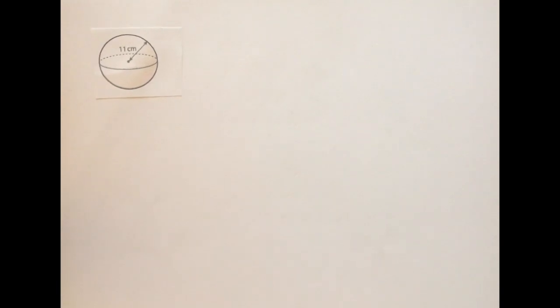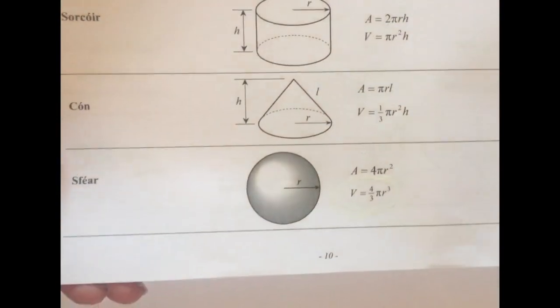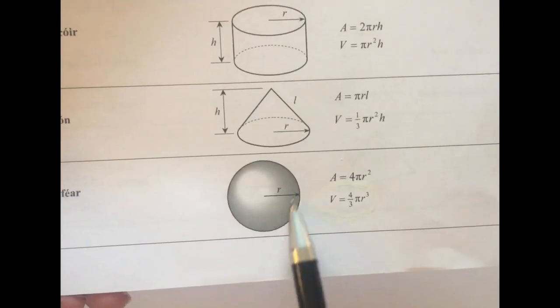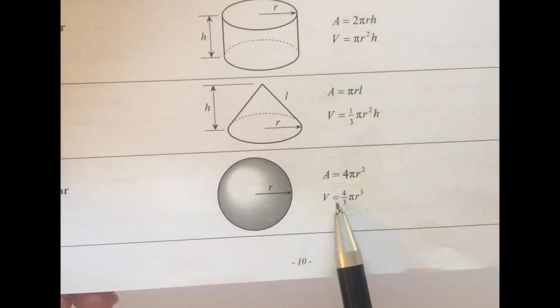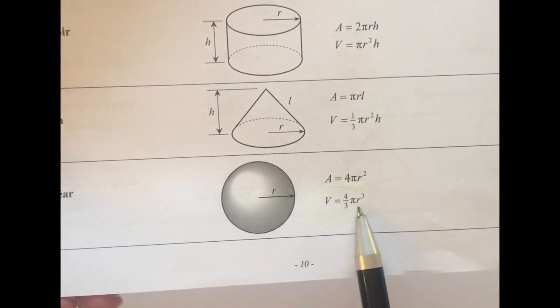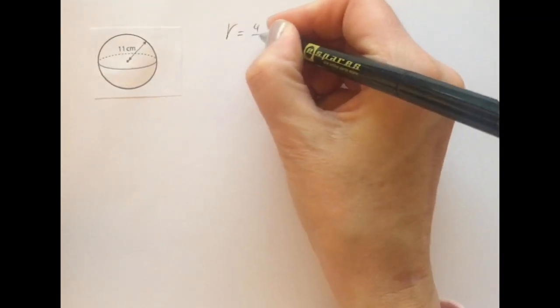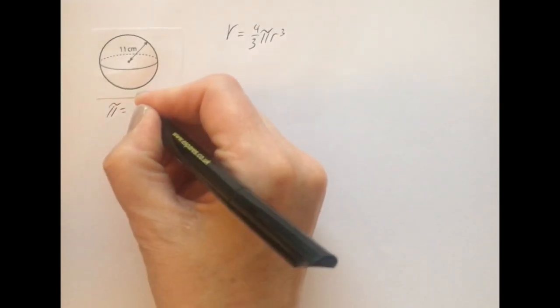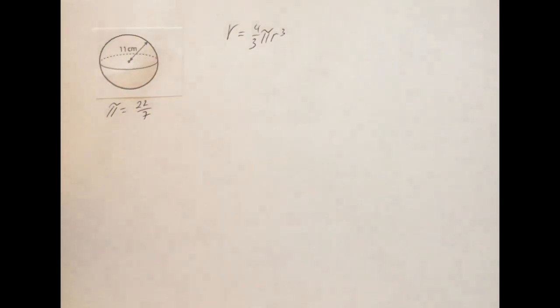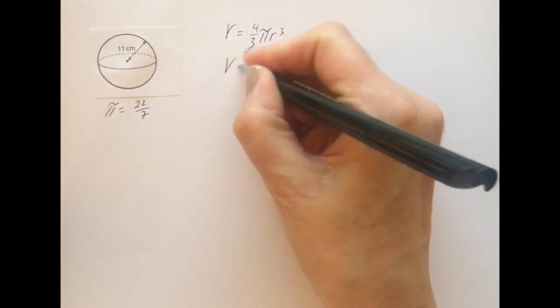Okay, so this time we're going to look at a sphere, and again we're going to look for the volume of this sphere. So we're going to go to our log tables again on page 10, and here's the sphere down here, and obviously the formula for the volume is V equals 4/3 pi r cubed. So I'm going to write that down for myself straight away. V equals 4/3 pi r cubed. And let's fill it in. We're going to take pi this time to be 22/7, okay? So we're looking for the volume.